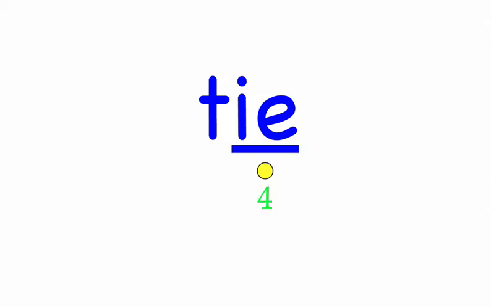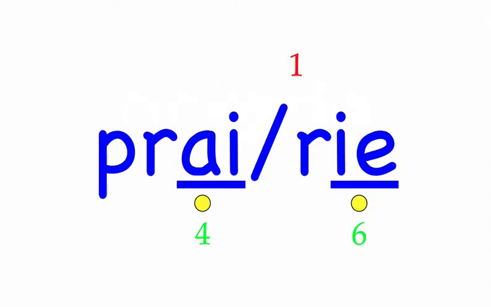Row 3. Prairie. The prairie is an area with very few trees and flat land. And for spelling, we're going to pronounce this word pray-ree. Pray has 3 sounds: P, R, A. Ree, 2 sounds: R, E. Pray, ree. Mark the word. Pray, ree. And in conversation, you would say prairie.